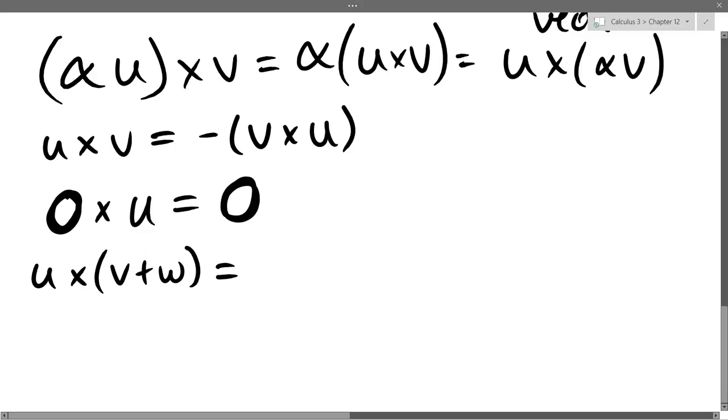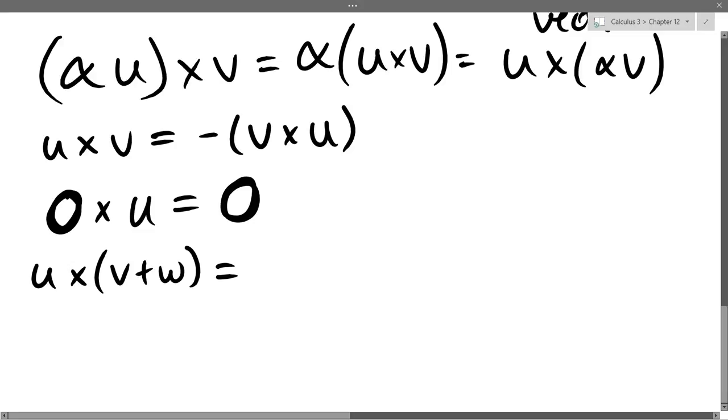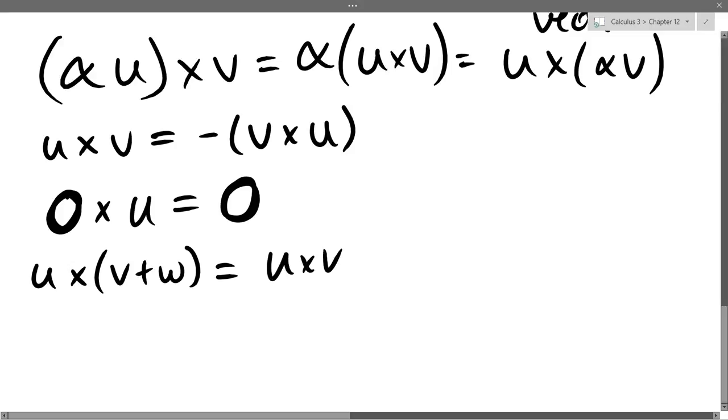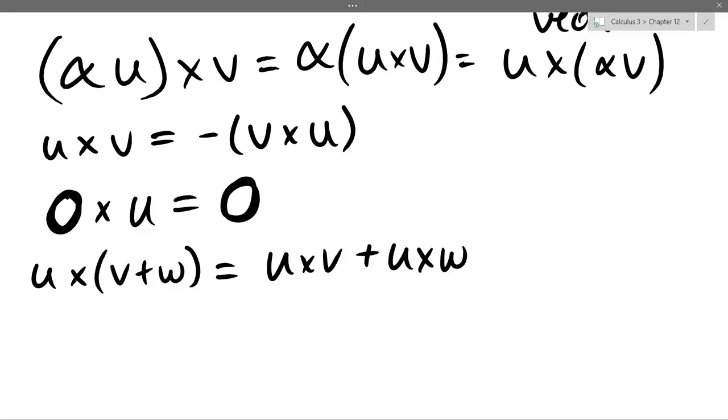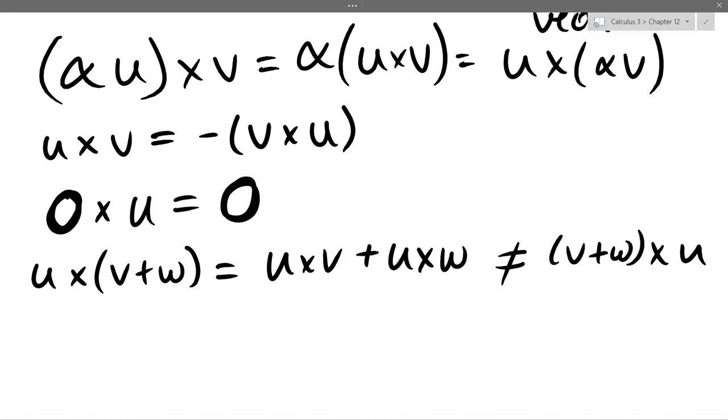What do you think I can do with the cross product with a sum? Why do we call it a product? This is the entire reason we call it a product. Yeah, you get to distribute, so it acts like a product. Now it's important that you get the order right, because u cross v is not the same as v cross u. So this is definitely not the same as v plus w cross u. So you can't switch the order around. Cross product on the right side is different than cross product on the left side. You'll get a negative.